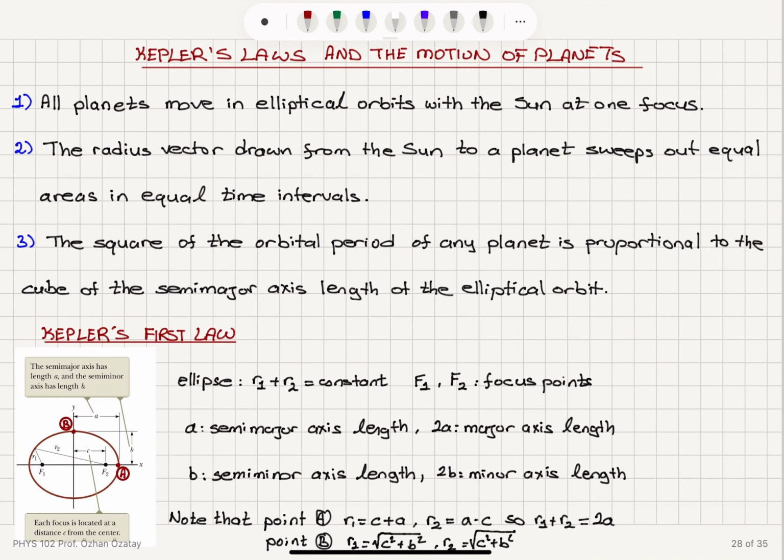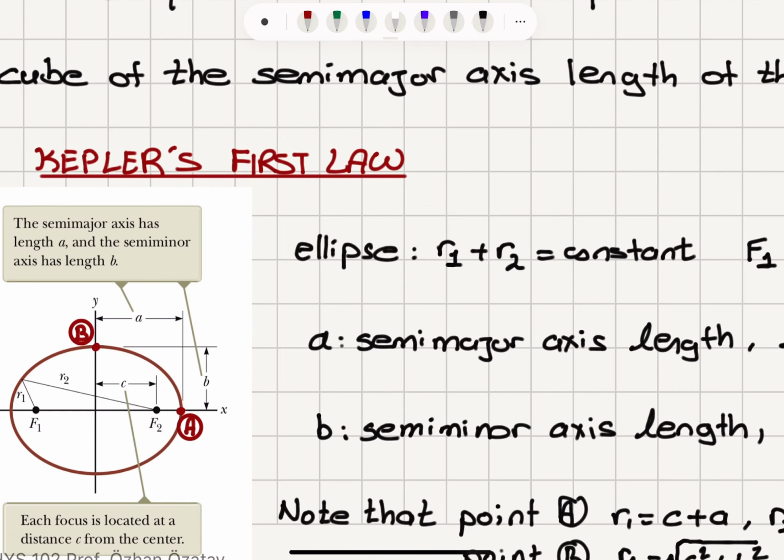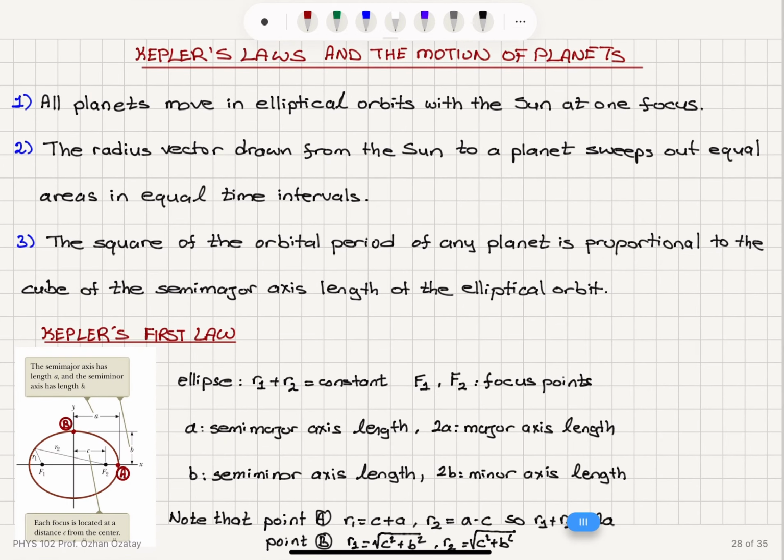And number three, the square of the orbital period of any planet is proportional to the cube of the semi-major axis length of the elliptical orbit. Remember, semi-major axis length is this length here, so it's the long axis. Half of the long axis length is the semi-major axis length. Okay, so we will look at these laws in more detail.